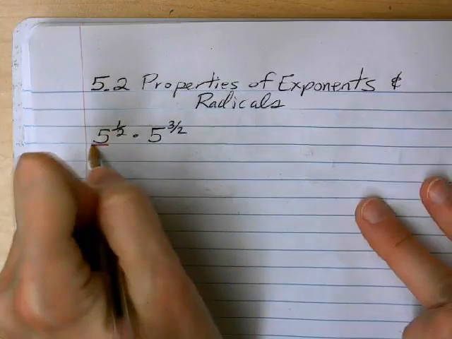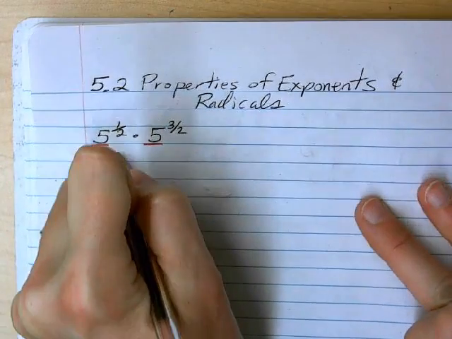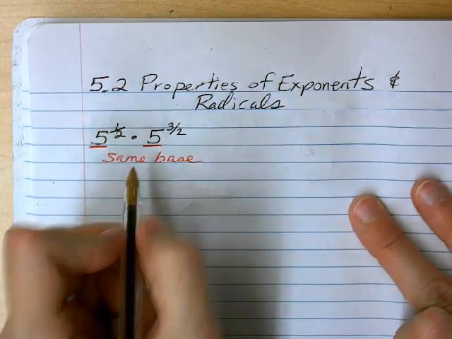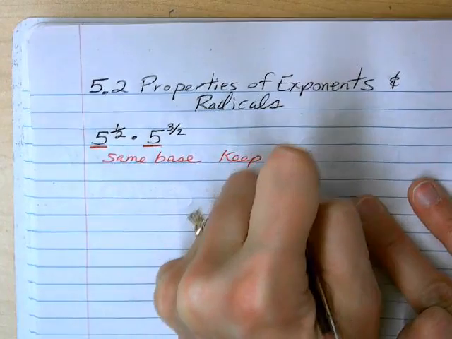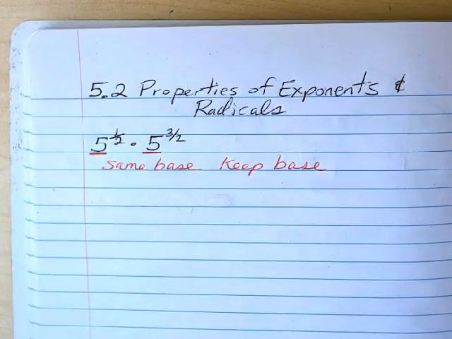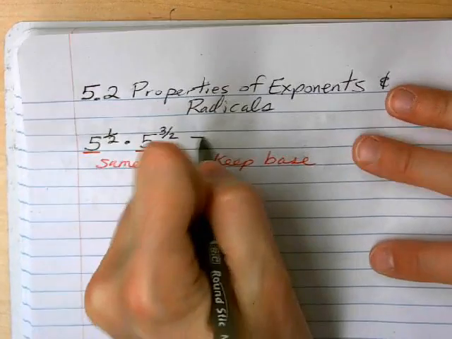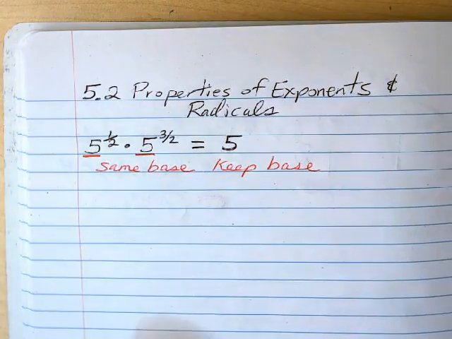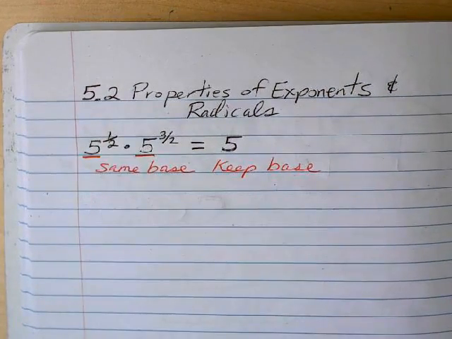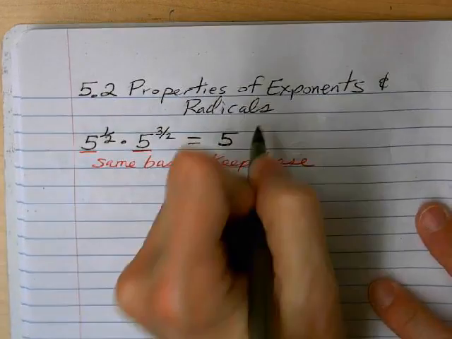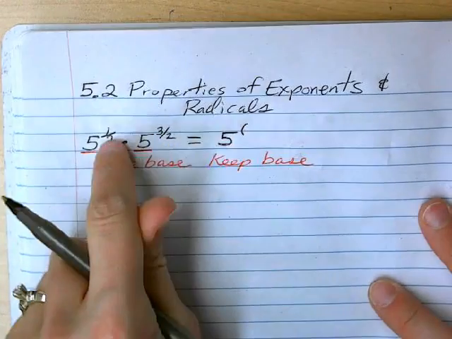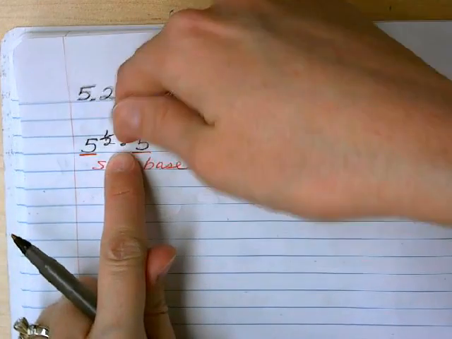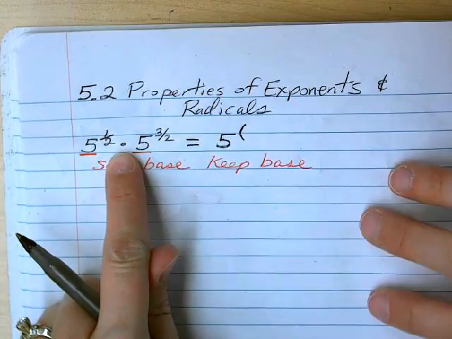So when you look at this problem, you see that they have the same base, 5. So you keep that base number. In the answer, you keep that 5. But we do something with the exponents, with those powers. So this is 5 to the 1/2 power times 5 to the 3/2 power. So what do you think we do with these fractions? It's a multiplying problem, but you actually don't multiply the fractions. You do something else to them.